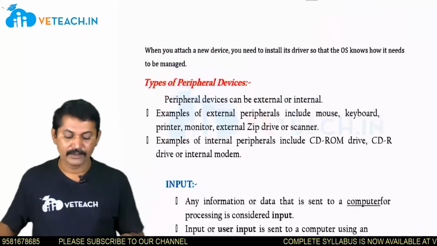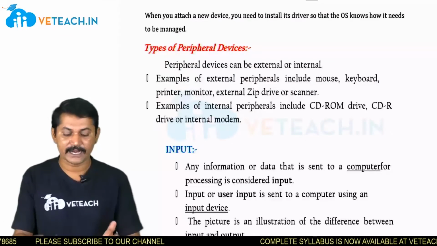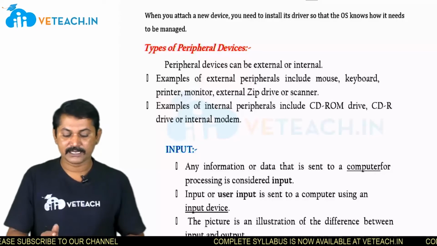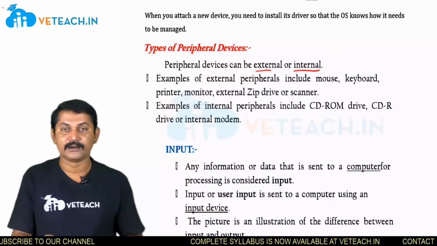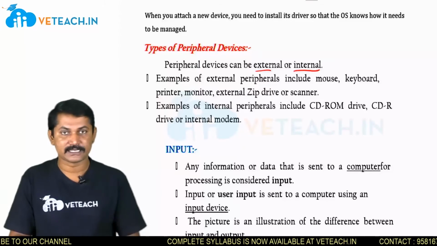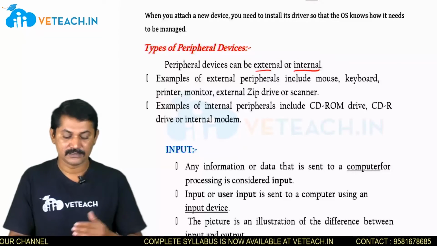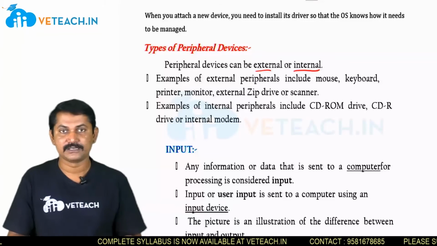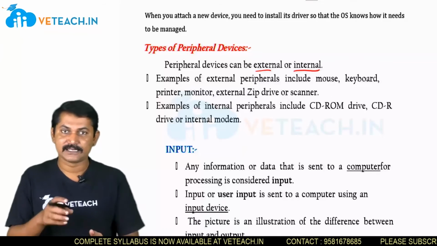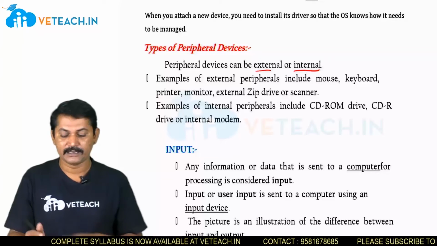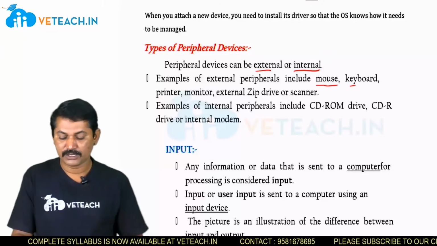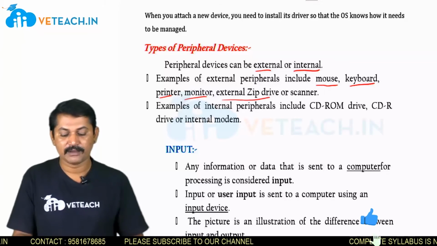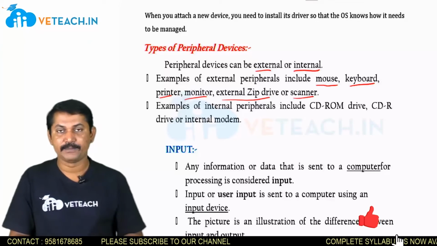And what are the peripherals? That means different kinds of peripherals that are there in the computer system. Peripherals can be external or internal. There are two kinds of peripherals, external peripherals and internal peripherals. Examples of external peripherals that we can see outside of the system, that means not internally, are called mouse, keyboard, printer, monitor, external zip drive and scanner. These are the external peripherals.